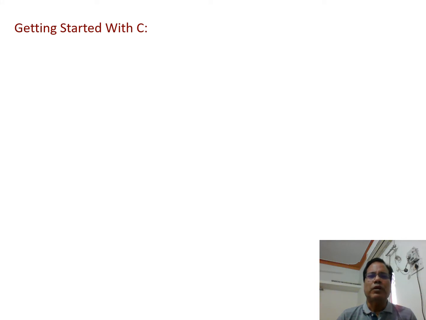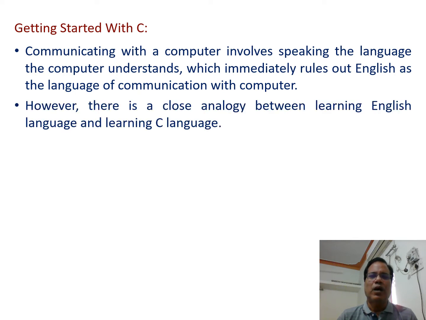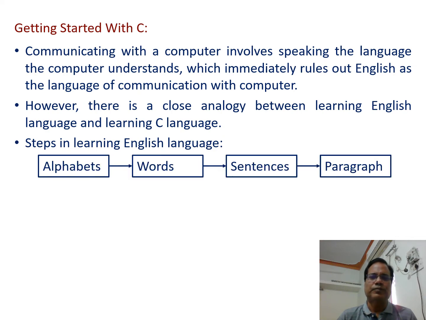How to start learning C. We know that communicating with a computer involves speaking the language the computer understands, which immediately rules out English as the language of communication with a computer. However, there is a close analogy between learning the English language and learning the C language. The steps in learning the English language are shown in the following block diagram.